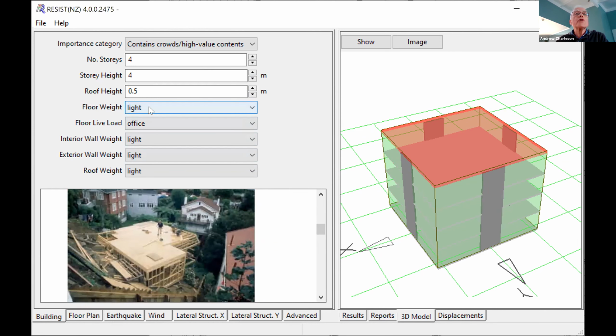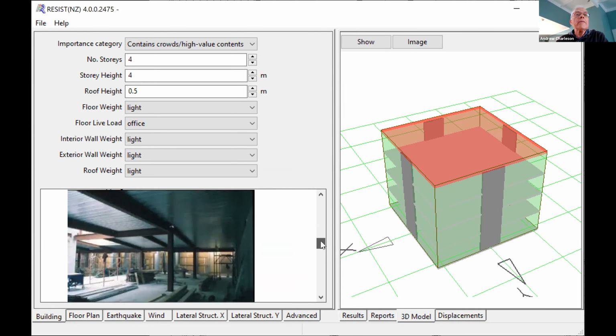Now the default option is a light floor. This is what a light floor looks like. It's wood, and so I don't think you would ever choose that. So our choice of floor is light, medium, or heavy.